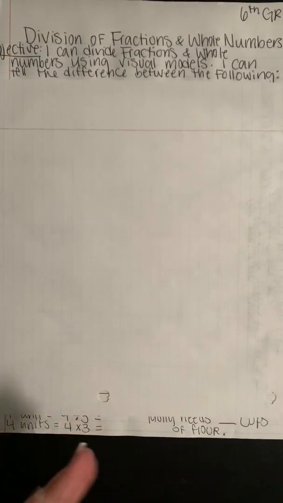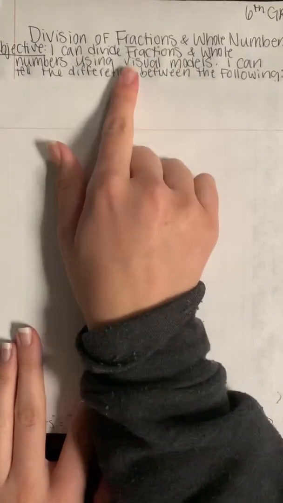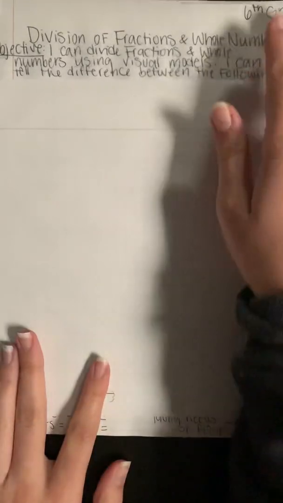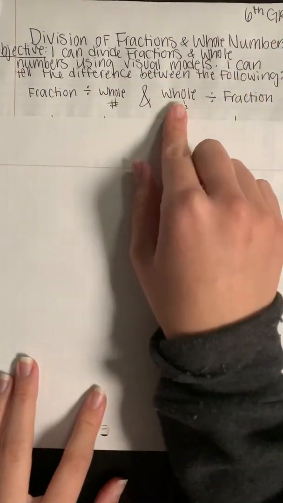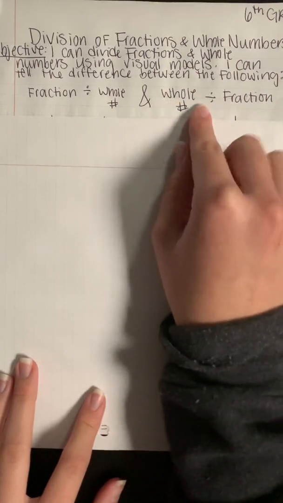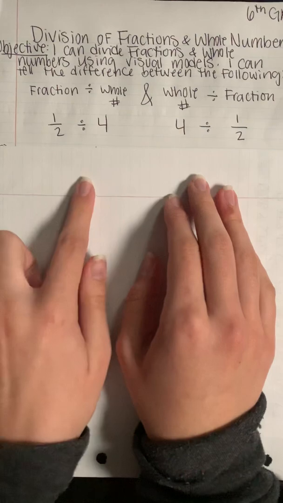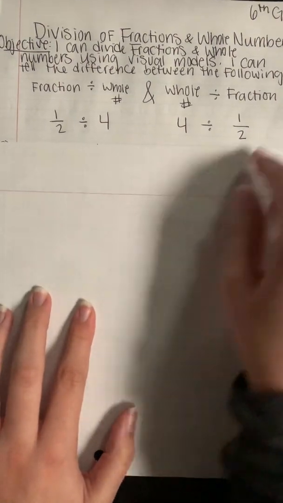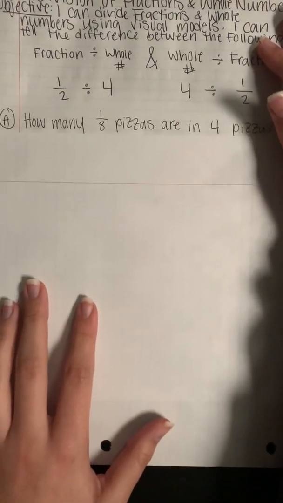Some of these might have whole numbers in them too, so our objective is I can divide fractions and whole numbers using visual models, and I can tell the difference between the following: a fraction divided by a whole number and a whole number divided by a fraction. So would you be able to explain the difference between 1/2 divided by 4 and 4 divided by 1/2? Hopefully by the end of this video, it's a little more clear if you're fuzzy on it.